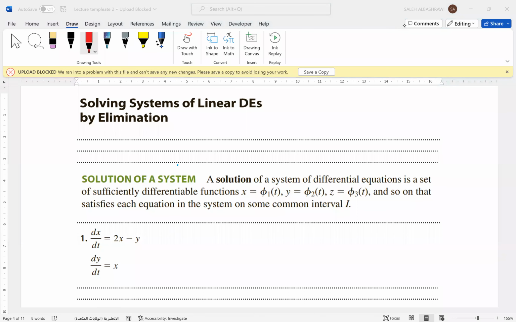Bismillahirrahmanirrahim. In this lecture, we are going to speak about solving systems of linear differential equations by elimination.